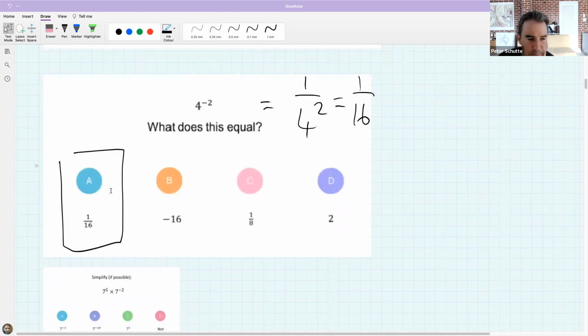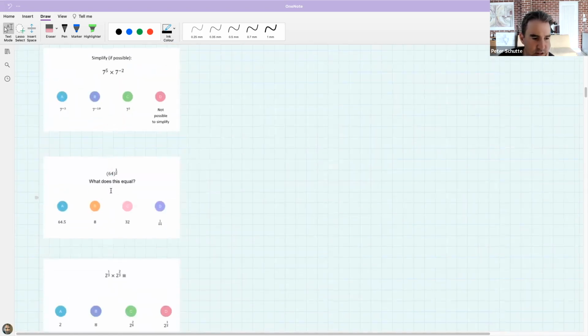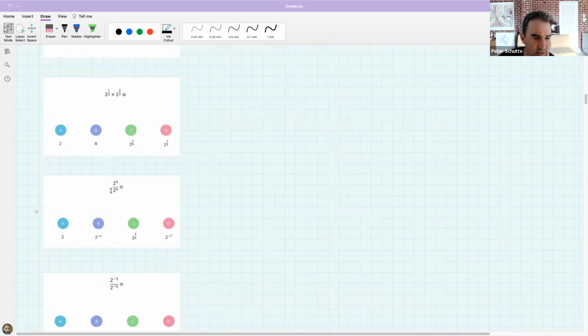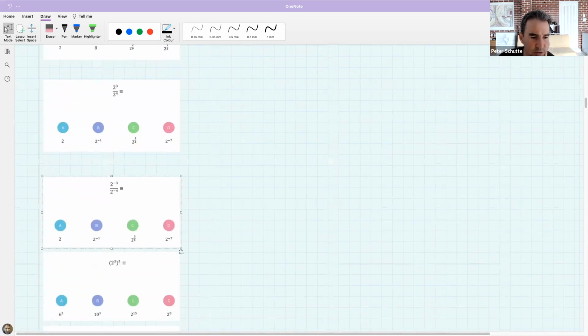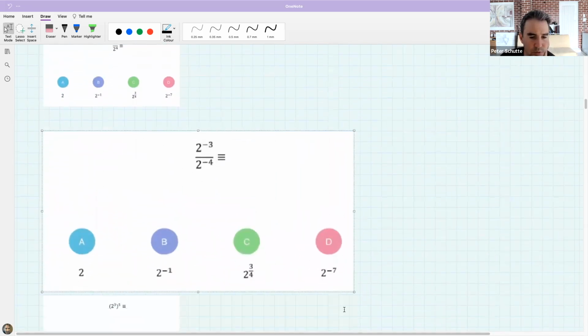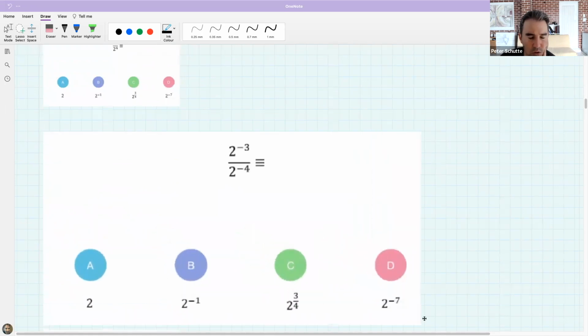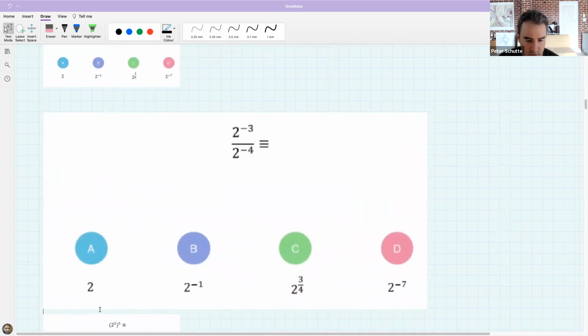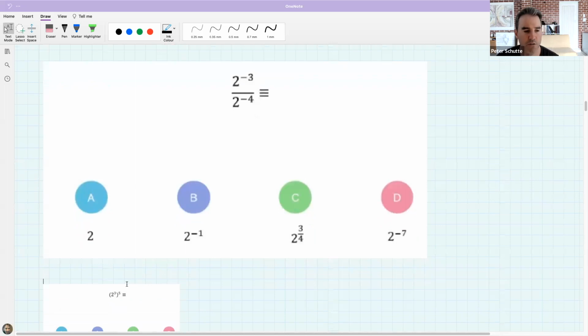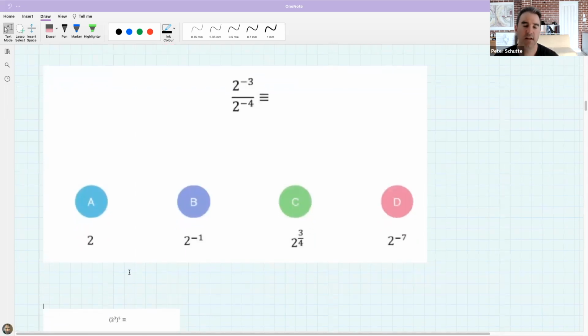No problem there. Let's have a look at something like this. What is 2 to the power of minus 3 divided by 2 to the power of minus 4? You'll notice that the complexity is going up a little bit, but I like what I'm seeing.